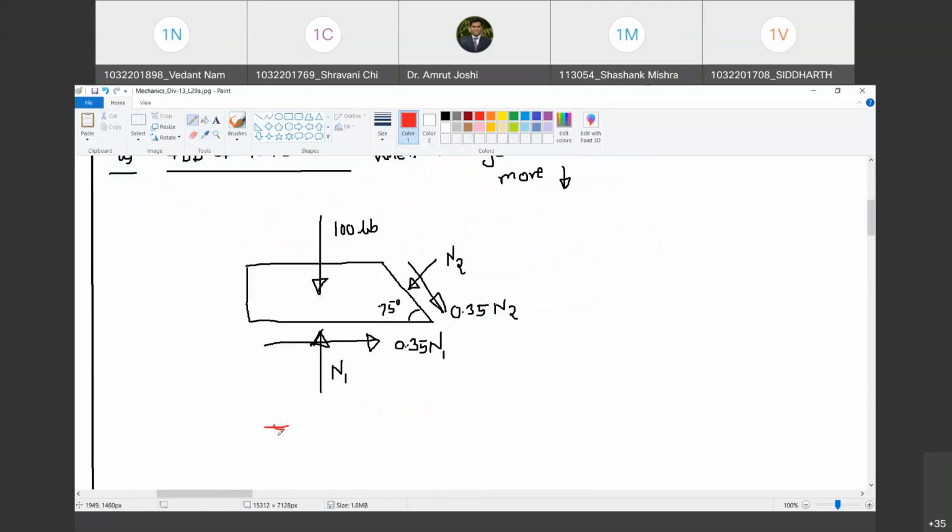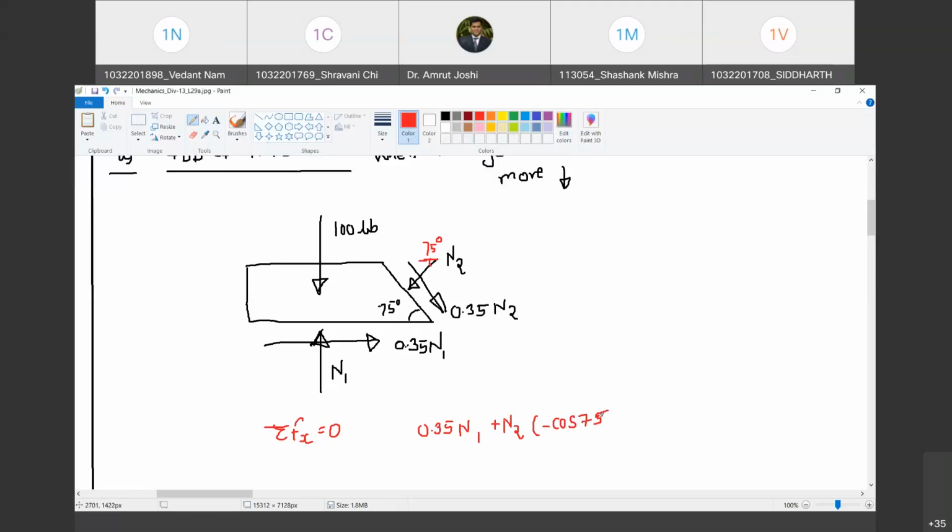So summation Fx equal to 0 gives me what? 0.35 times N1. Again, what is the angle made by this N2 with reference to horizontal? 75 degrees. Minus 0.35 N1, minus N2 times cos 75. So N2 cos 75. I took N2 common in the bracket and wrote minus cos 75 inside.